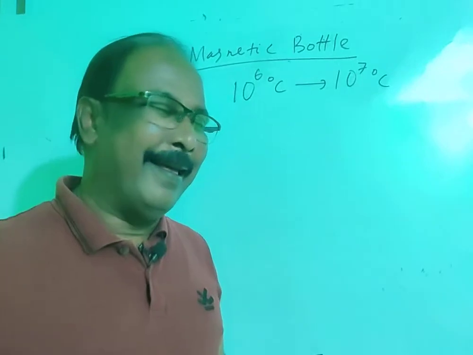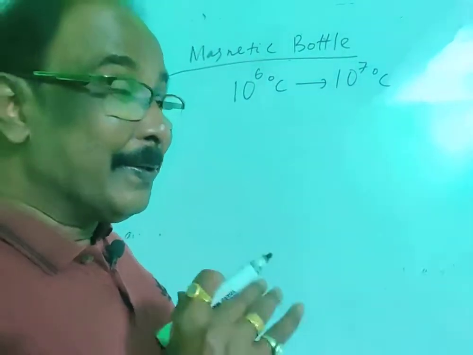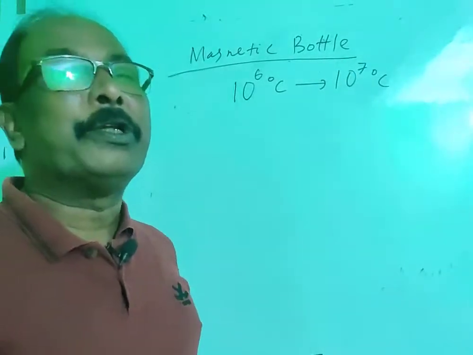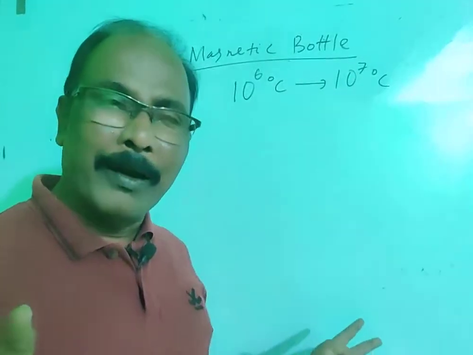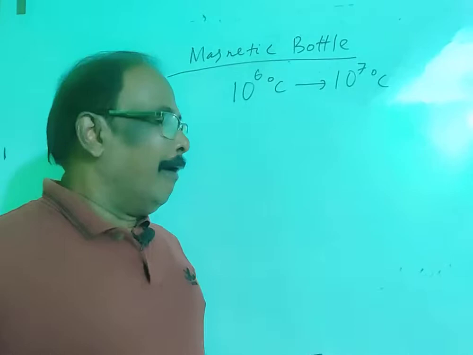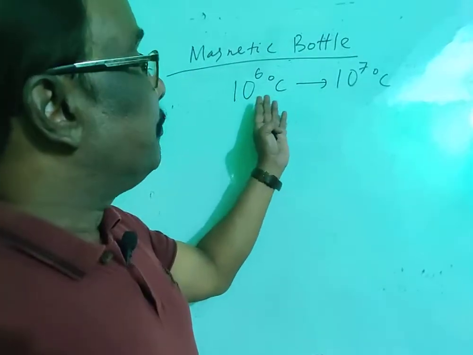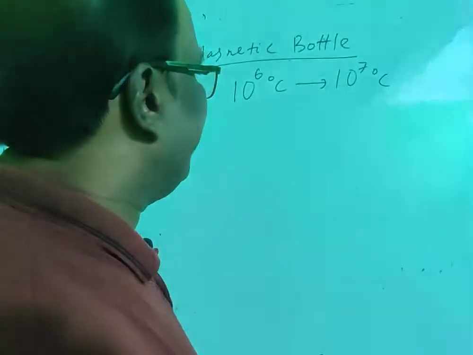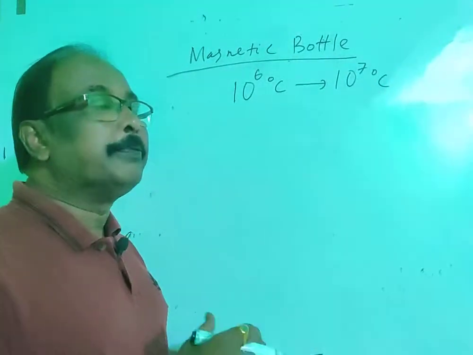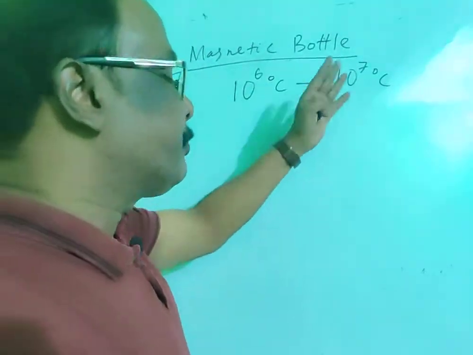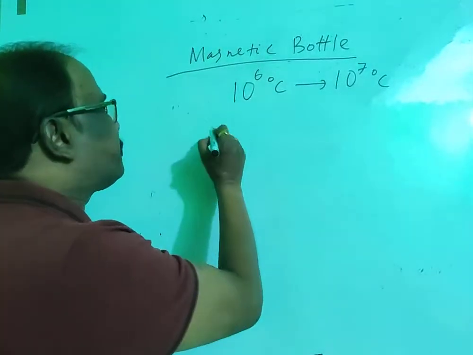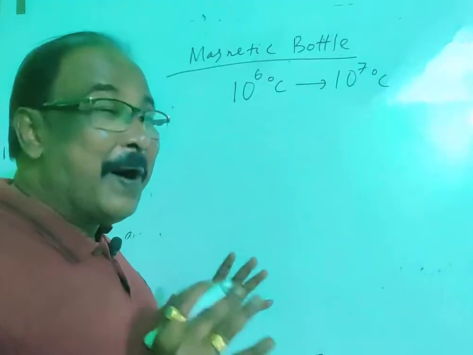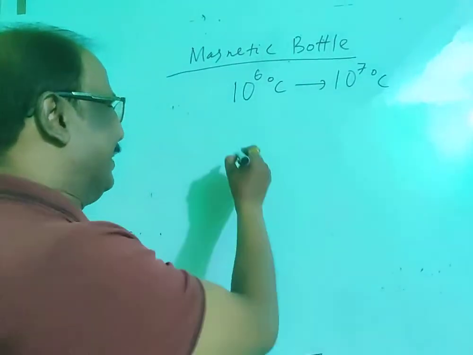There are several applications, but those are in your higher level studies. We are just discussing the fundamentals of the magnetic bottle. Plasma is formed at very high temperature. Hydrogens are combined to form helium at high temperature. Then how is the plasma stored? Plasma is stored in a magnetic bottle. Then how is a magnetic bottle formed?